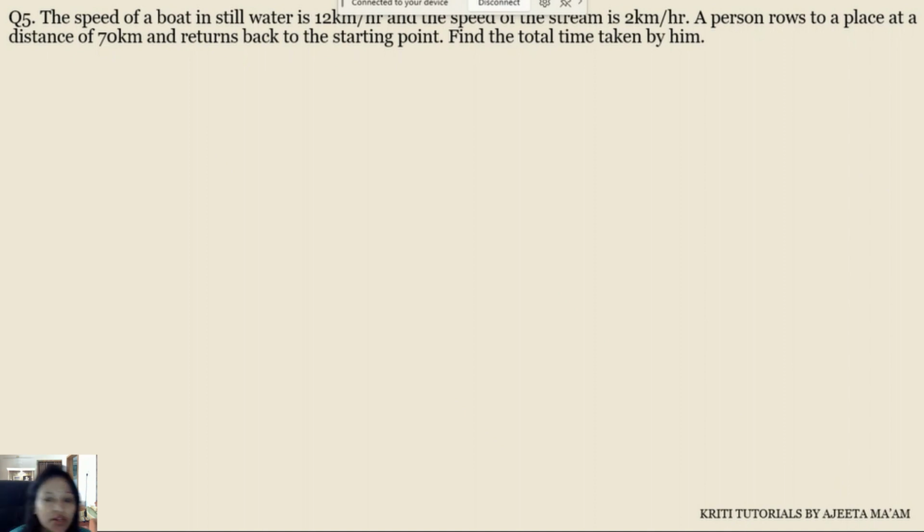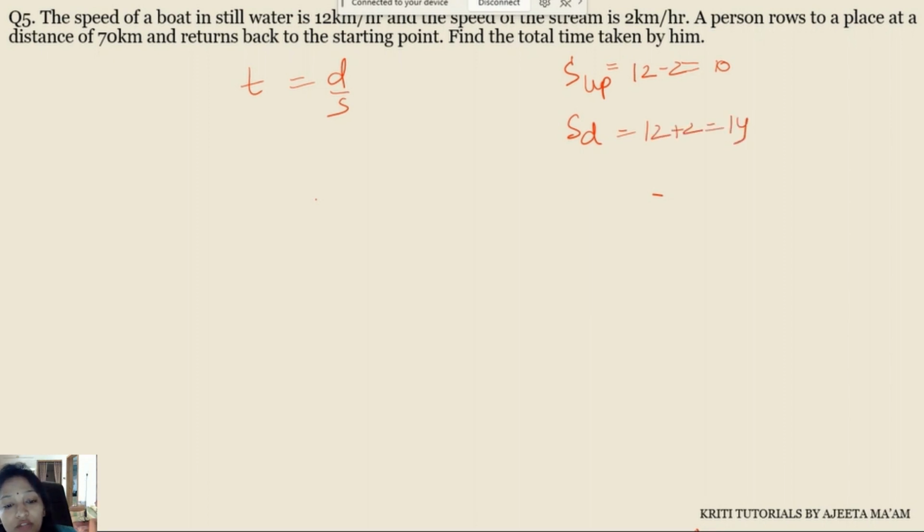Find the time taken. So what is the formula of time now? Everyone knows, distance upon speed. Yes, very good. Now tell me, who will tell me the upstream speed? Now here both the things are given to you, x and y. So what will be the upstream speed? Yes, 12 minus 2. That is 10. Very good. What will be the downstream speed? 12 plus 2. That will be 14. So that you have to take care of, that always x minus y and x plus y has to be used. So that gives you 14.